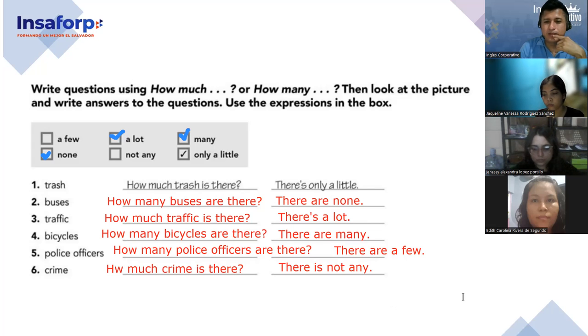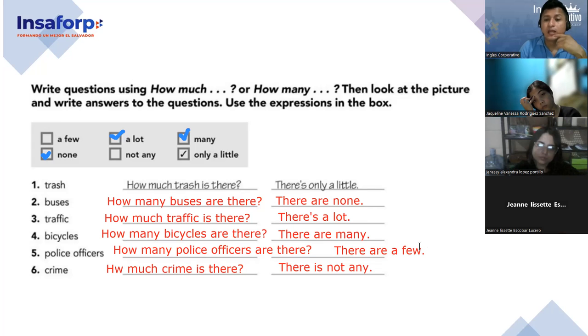Also be careful with a few, cuando utilicemos with plurals. So we have, there are a few. Y si aquí yo tengo algo que sería como uncountable, ¿cuál sería la palabra aquí? ¿Por cuál la cambio esta? A few. A little. Very good, Janie. So I changed this one for a little, right? Very good. Perfect. Voy a borrar esto.